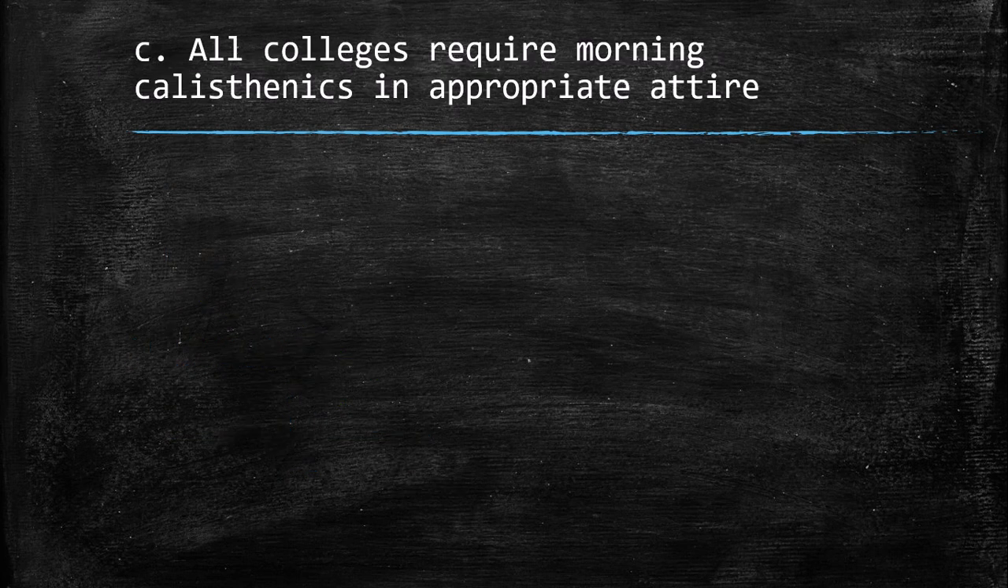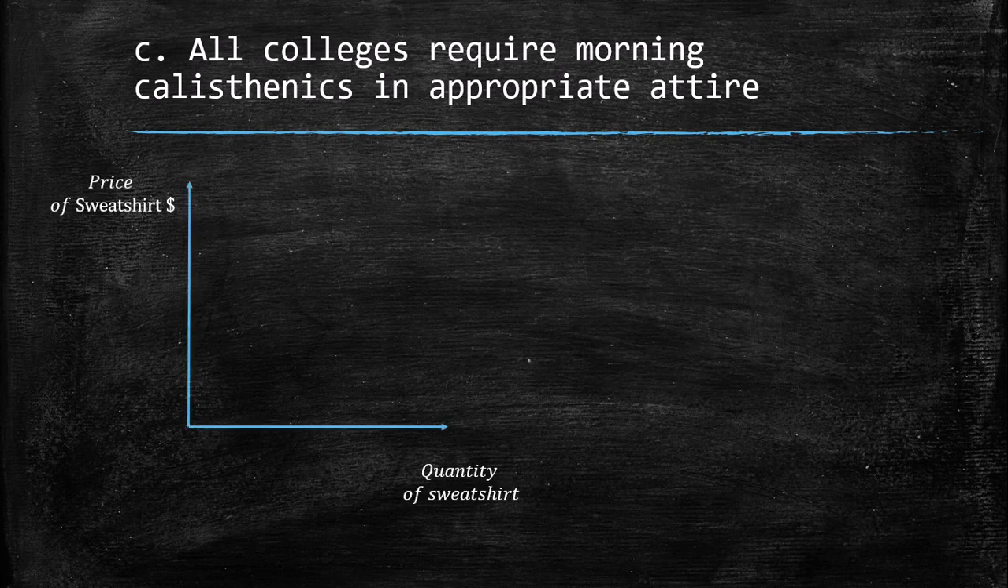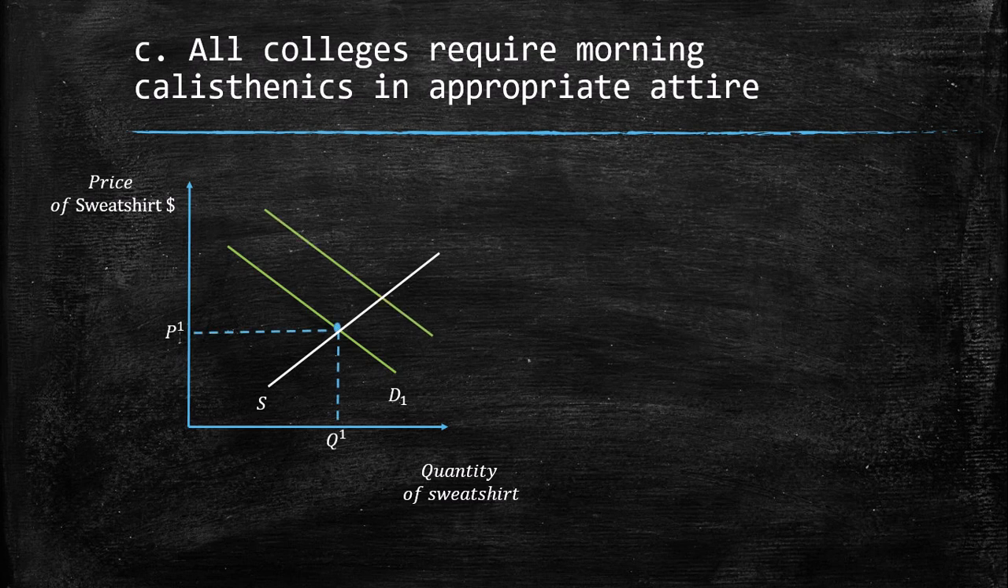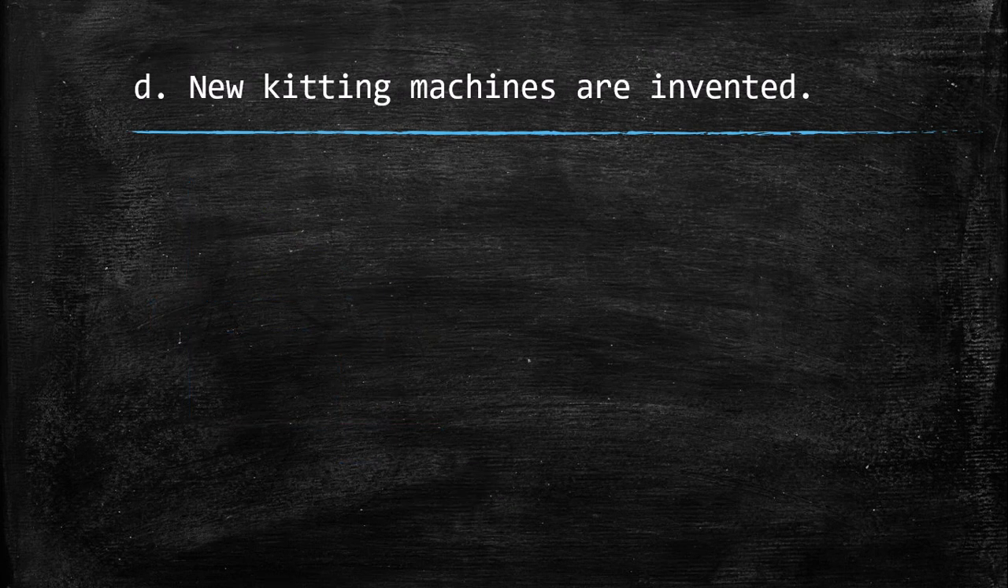The next case, all students require morning calisthenics in appropriate attire. So in this case, there is going to be more demand for sweatshirts, so the demand is going to shift to the right. What are the consequences? There's going to be an increase in quantities, and an increase in prices.